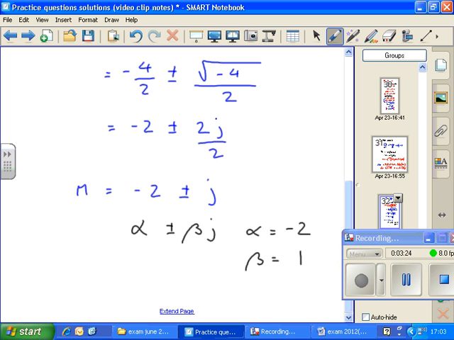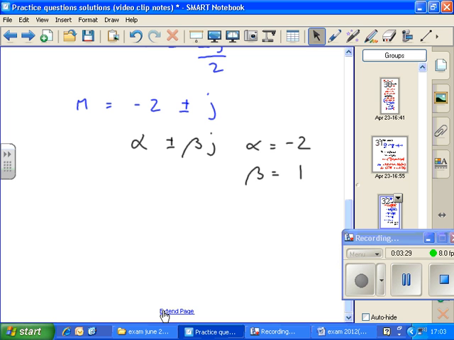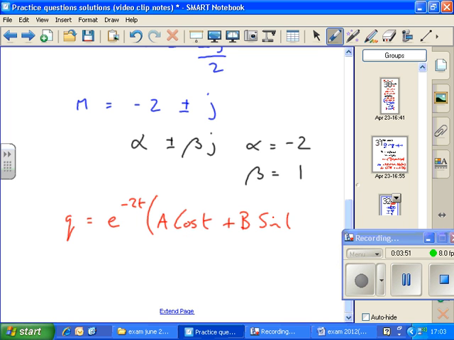And we can put them into the general solution to get x equals, or q equals in this case, e to the minus 2t, a cos t plus b sine t. And that's the general solution for this differential equation.